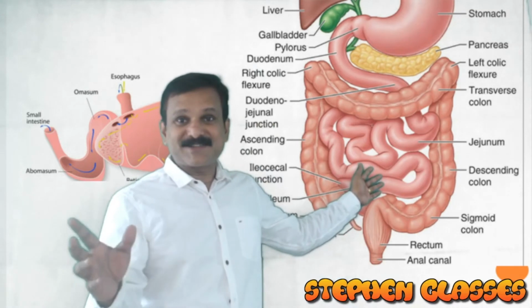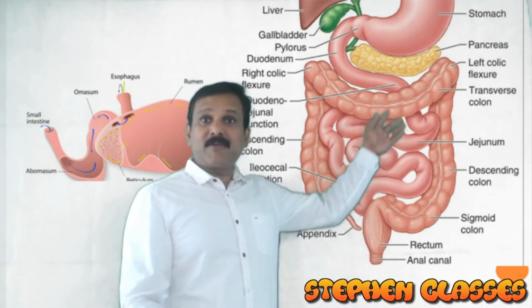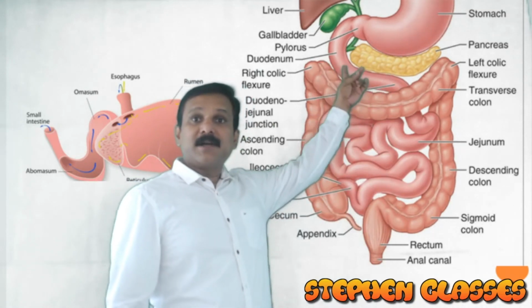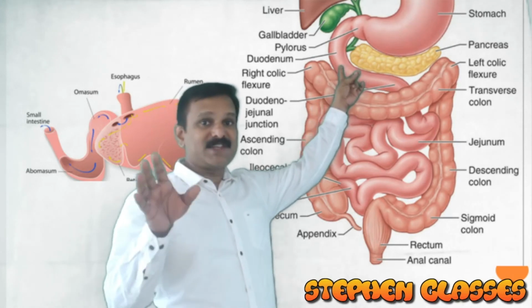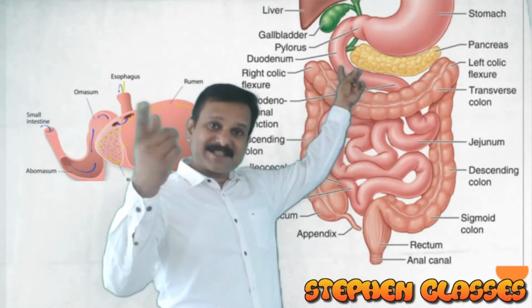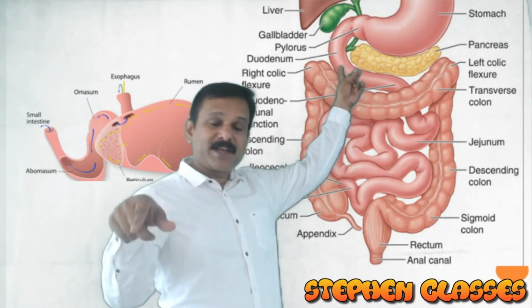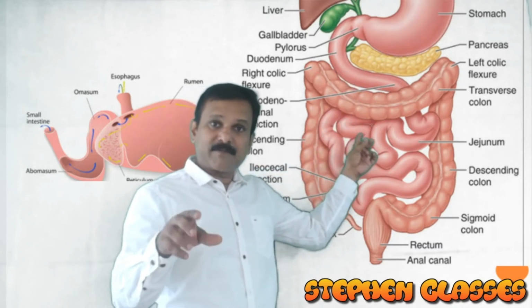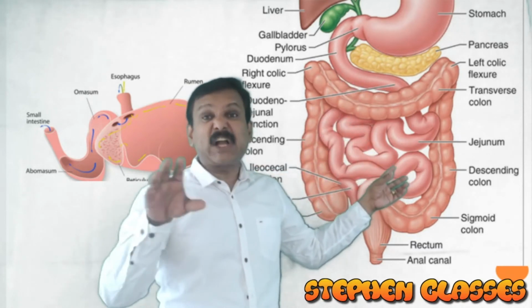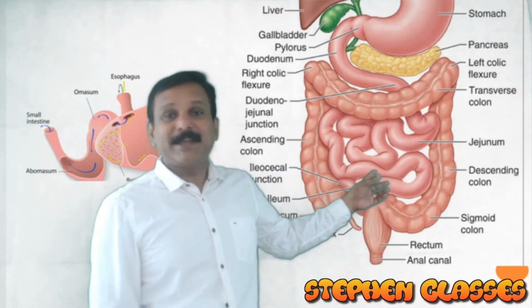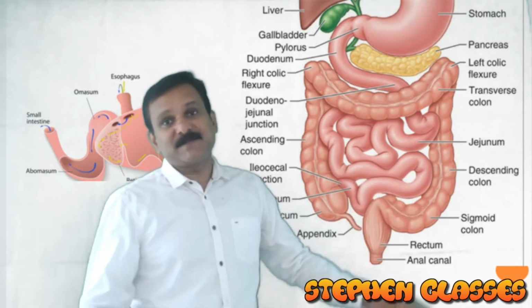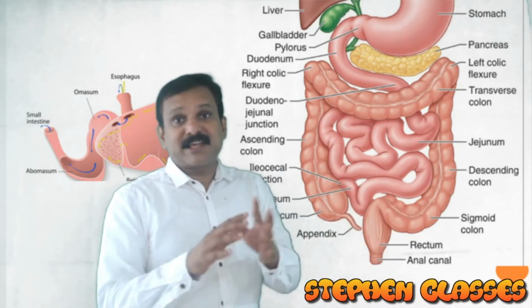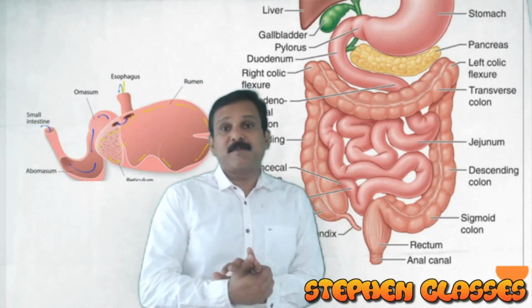So there is a difference. Duodenum, as you always know, is the C-shaped part of the small intestine. So the small intestine has a C-shaped portion called duodenum, then a middle portion called jejunum, then a long, highly coiled part called ileum. So there is a difference in the description given in your NCERT book.